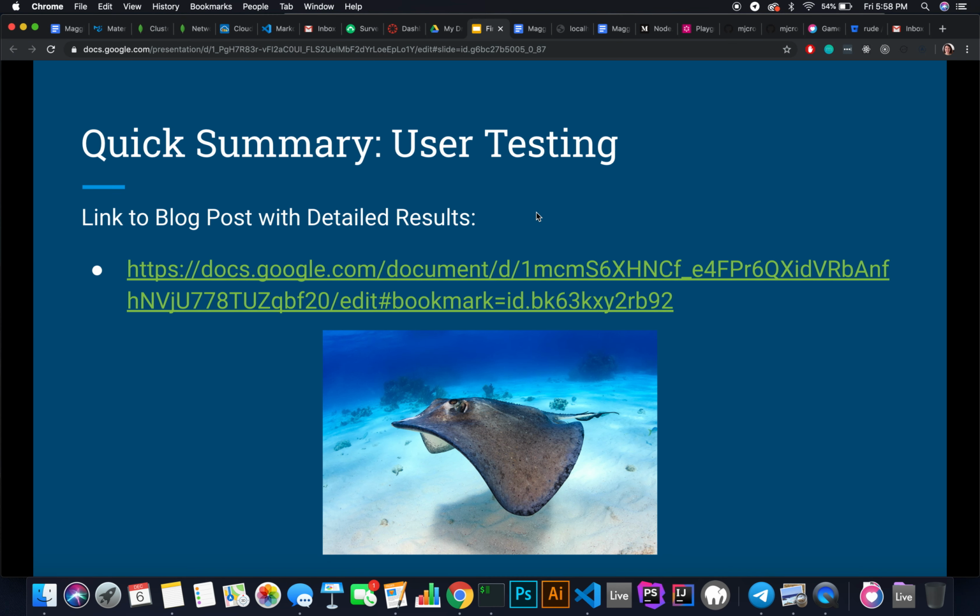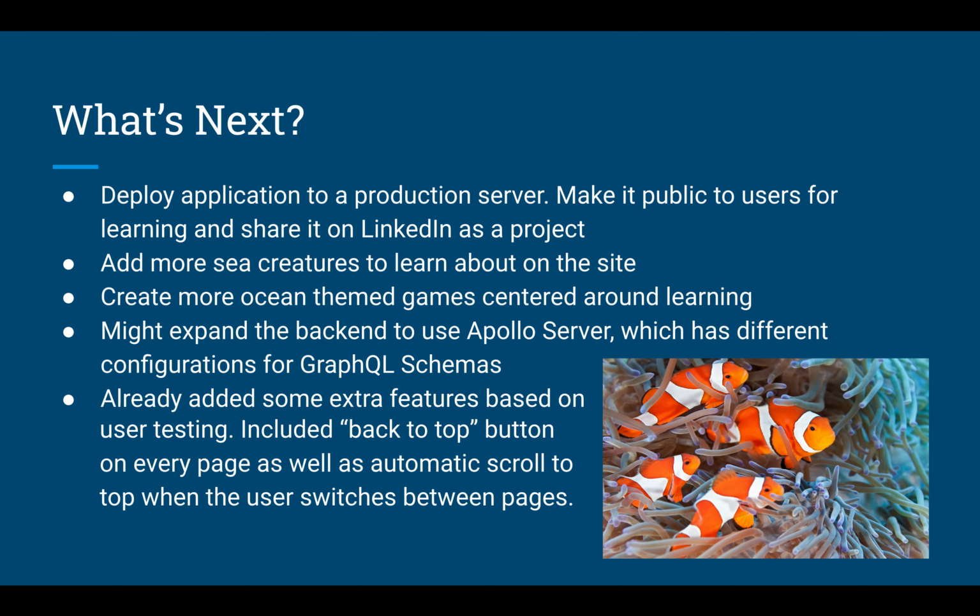And just a quick thing for what's next. So deploy the application to the production server. I might even share it on LinkedIn as a project that I did, which is really cool. Future steps are basically to add more information about different sea creatures, maybe even create more games so there's more variety there. I might even think about rewriting the backend with the GraphQL schemas that I made to use Apollo server instead of the Express GraphQL server, just as a project of my own.